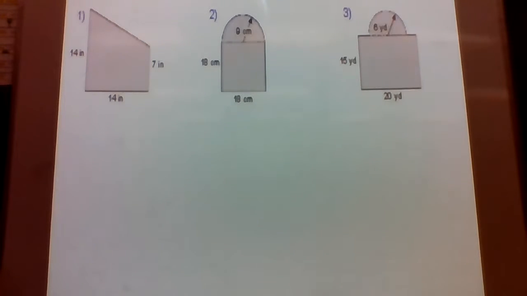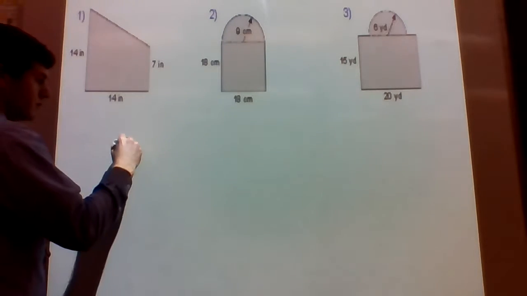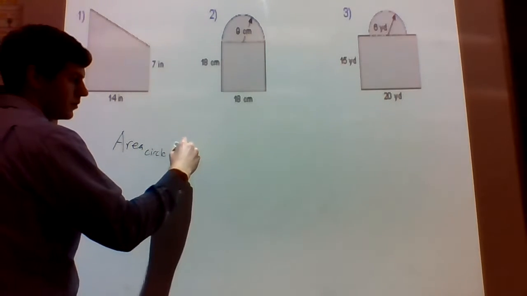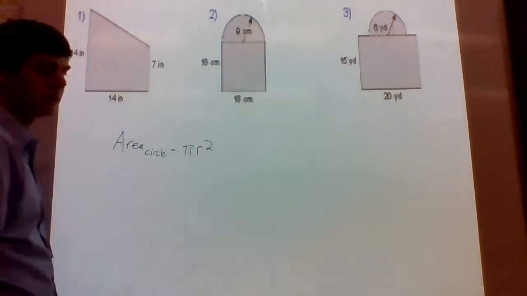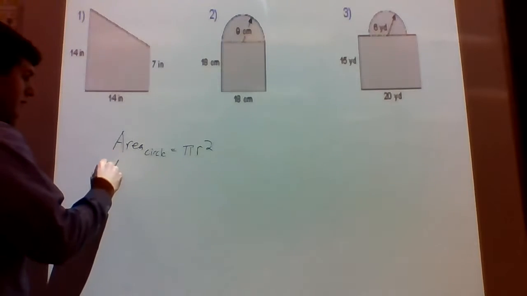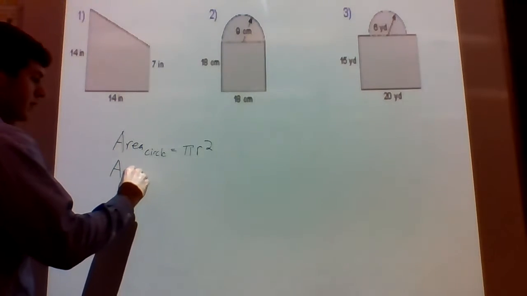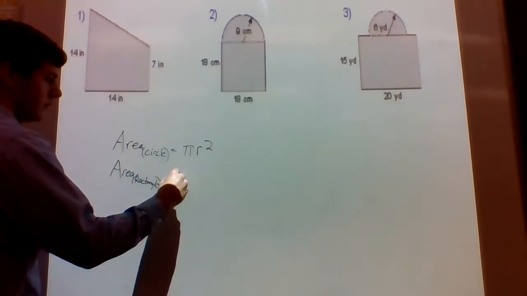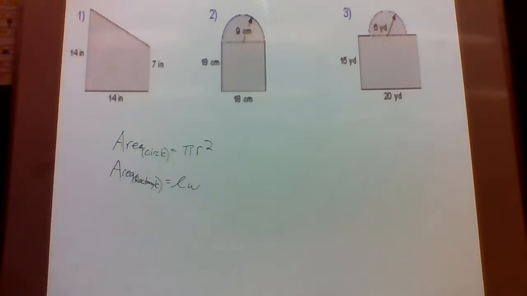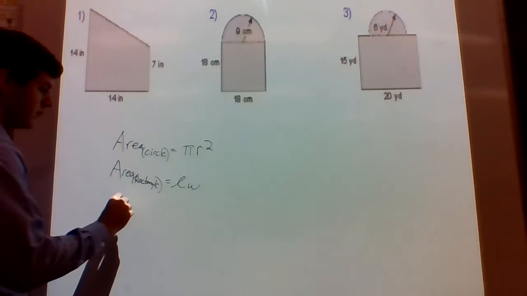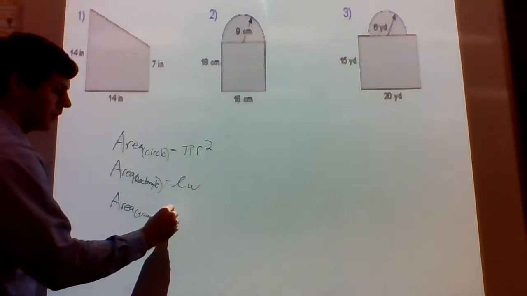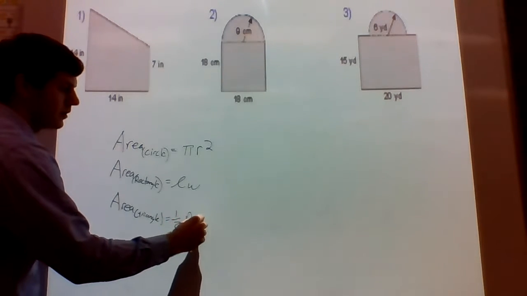We have area of circles, areas of triangles, and rectangles. The area of a circle is going to be pi r squared. The area of a rectangle is the length times the width. And then the area of the triangle is going to be 1/2 the base times the height.